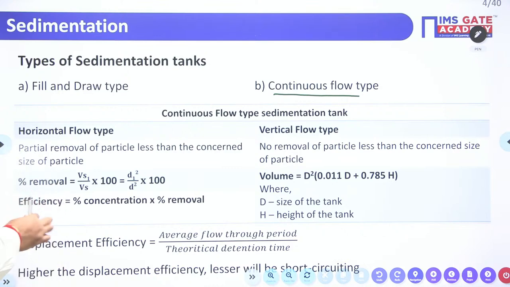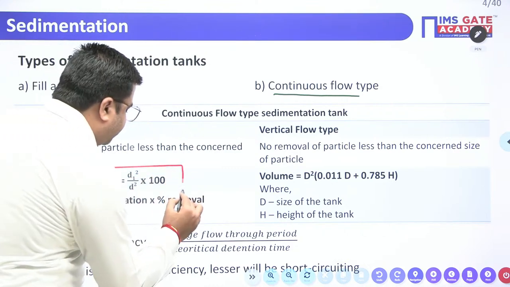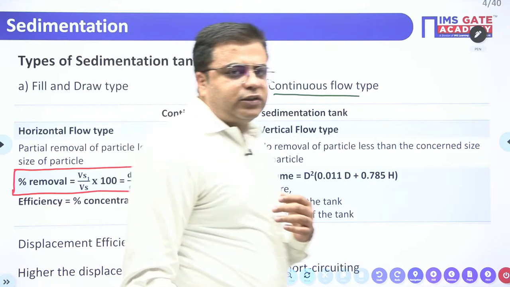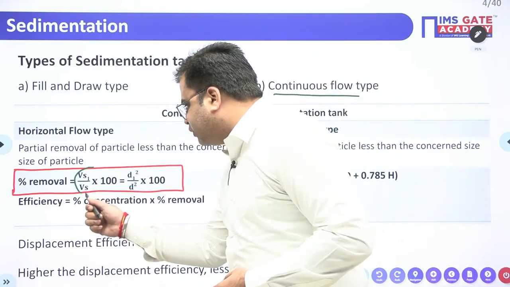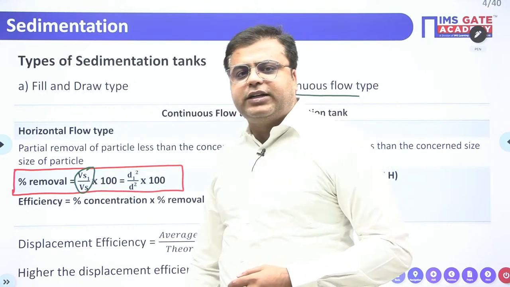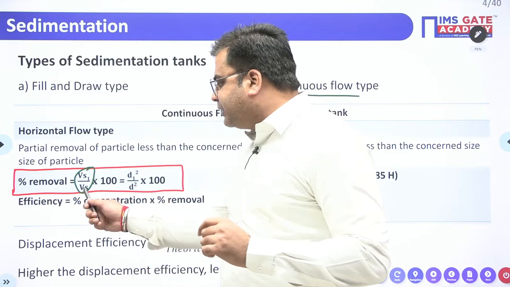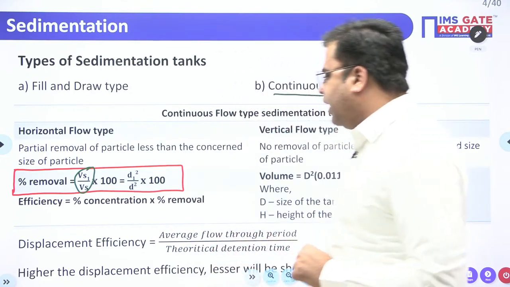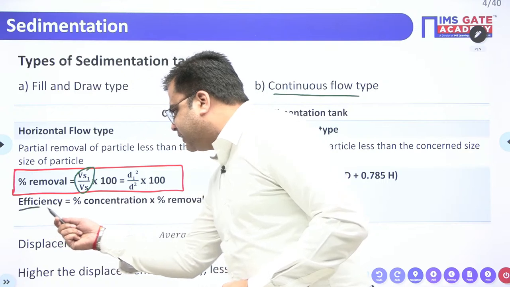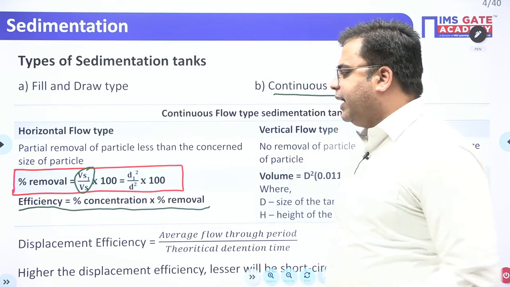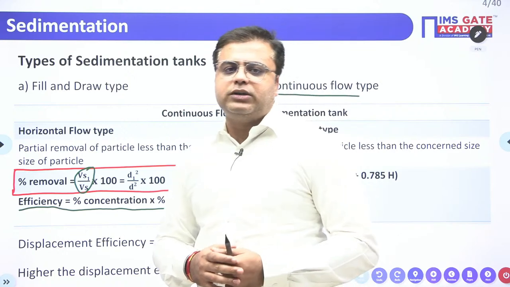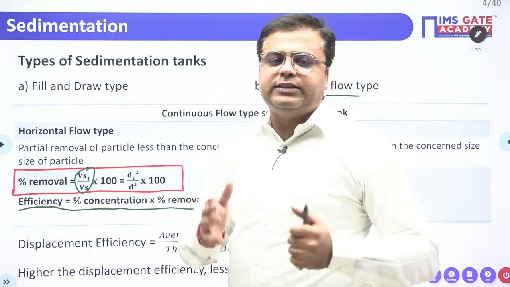Moving on, we have the percentage removal. The percentage removal of particles of size less than the concerned size can be calculated as Vs1 upon Vs into 100, or as d1 square upon d square into 100. My dear students, Vs1 is the settling velocity of the smaller size particle, and Vs is the settling velocity of the concerned size particle, which is also known as surface overflow rate. Now, the efficiency of removal or efficiency of the sedimentation tank depends upon the percentage concentration and the percentage removal. You have to consider both the percentage concentration and percentage removal for calculating the efficiency of the sedimentation tank.